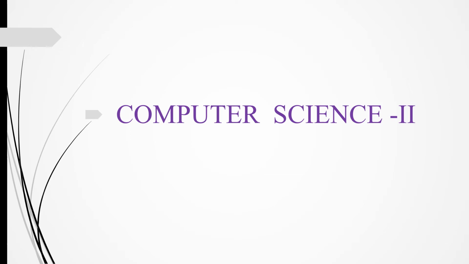Hello everyone and welcome to online session of subject Computer Science 2. Computer Science subject is divided into two parts, Computer Science 1 and Computer Science 2. In Computer Science 1 you will learn software of computer and in Computer Science 2 you will learn hardware of computer.